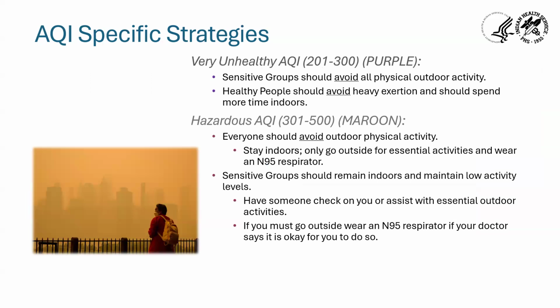Next, when it's very unhealthy air quality, 201 to 300 in purple, sensitive groups should avoid all outdoor activity. Healthy people should avoid exerting themselves. So if you're a healthy person, you should stop running outside and spend more time indoors. When it's hazardous, AQI 301 to 500, everyone should avoid outdoor physical activity, and wear an N95 respirator if you need to go outside.